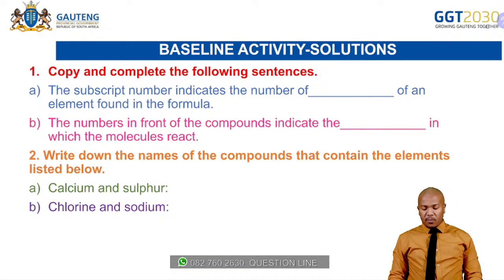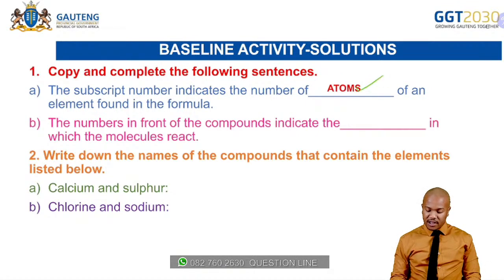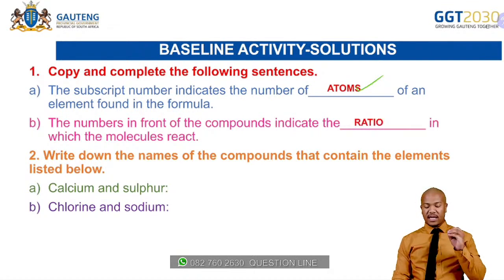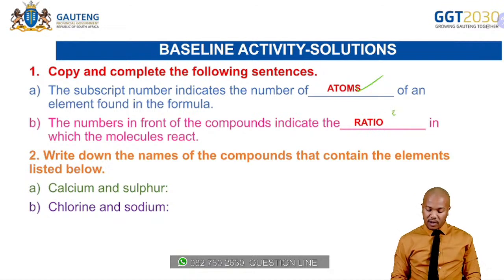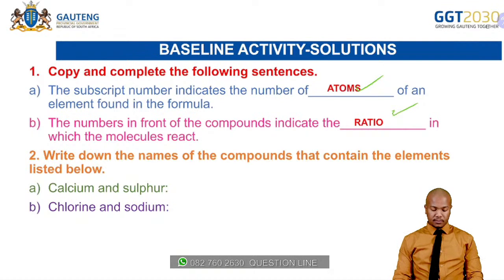Now let's look at the answers here. Number 1 said, copy and complete the following sentences, right? A. The subscript number indicates the number of atoms of an element found in the formula. So mark yourself correct for getting the right answer, right? If not, write corrections. B. The numbers in front of the compounds indicate the ratio in which molecules react. Also mark yourself correct.